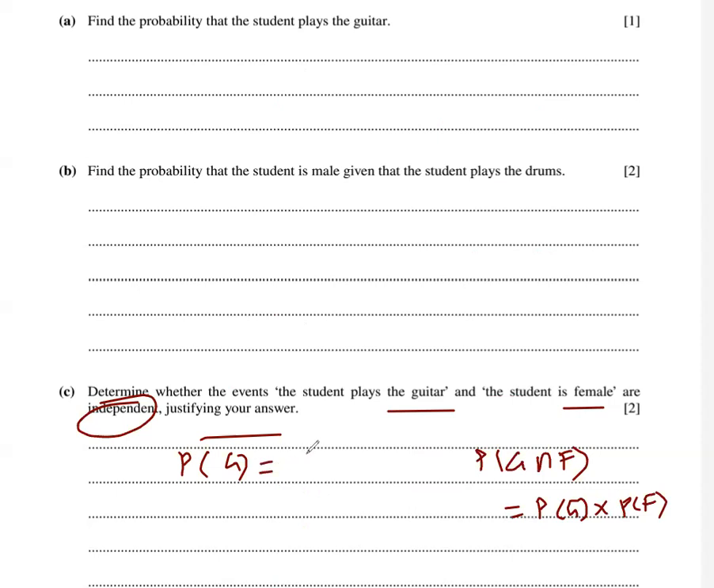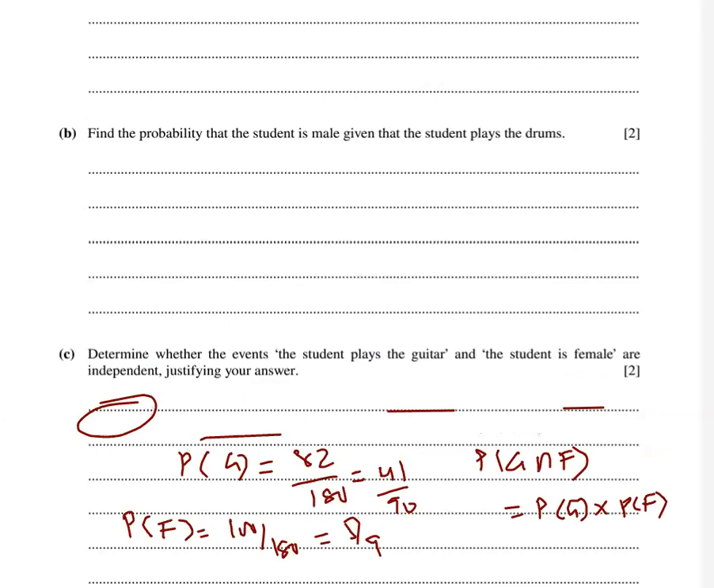So P of G is what? G is guitar, total 82 upon 180, so this is 41 upon 90. Now P of F. F is 100 upon 180, that is equivalent to 5 upon 9. So as per the rule, this should be equivalent to this.